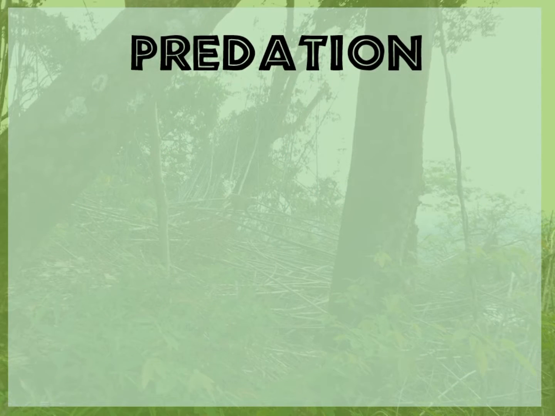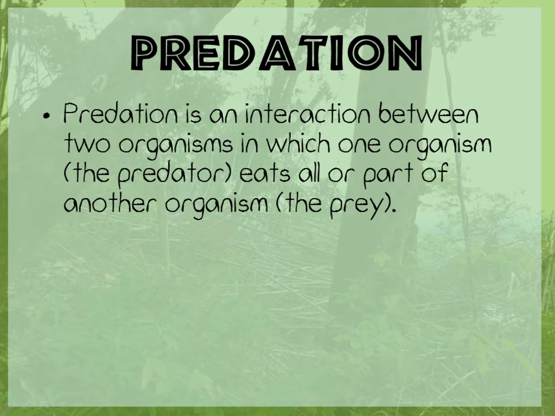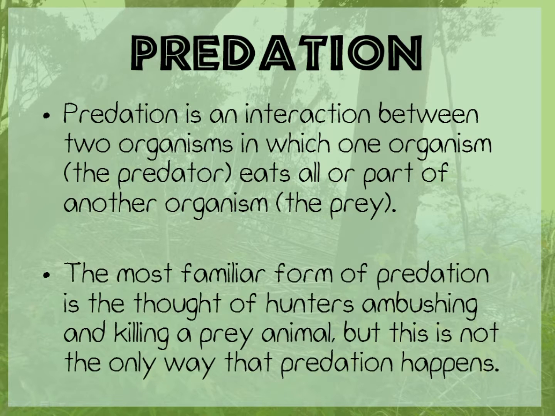So what is predation? We've talked about it. It's an interaction between two organisms in which one organism, the predator, eats all or part of another organism, known as the prey. So the most familiar form of predation is the thought of hunting animals, ambushing and killing a prey animal. But this is not the only form of predation that exists.